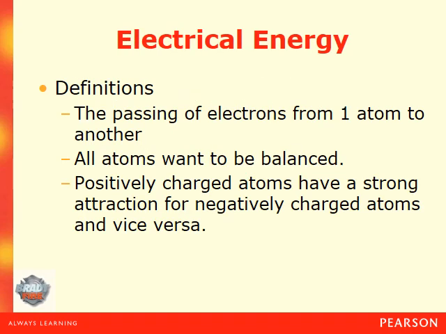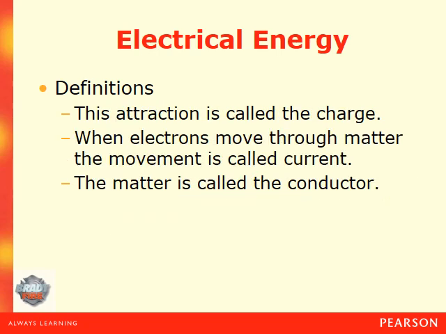So let's look at electricity now. It is the passing of electrons from one atom to another. All atoms want to be balanced, as we talked about with the electrons in the Lewis dot model. Positively charged atoms have a strong attraction for negatively charged atoms and vice versa. The attraction is called the charge. When electrons move through matter, the movement is called a current. The matter is called the conductor. Basically, what is that current going through?